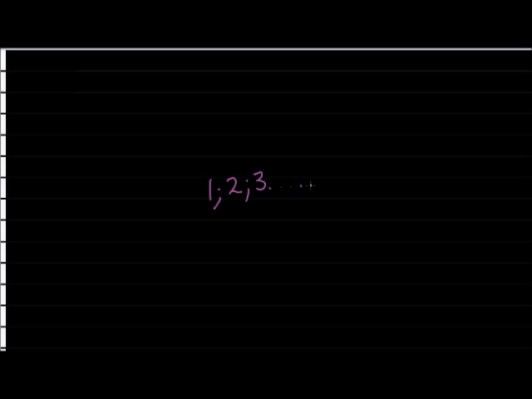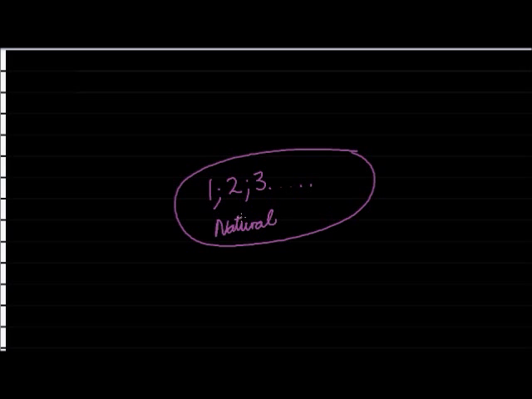These are the numbers that appear naturally. For example, when we page through a book, you go to page 1, page 2, page 3, you very seldom get a page 0. And because that's how numbers occur in the natural world, we call them natural numbers. The natural numbers.